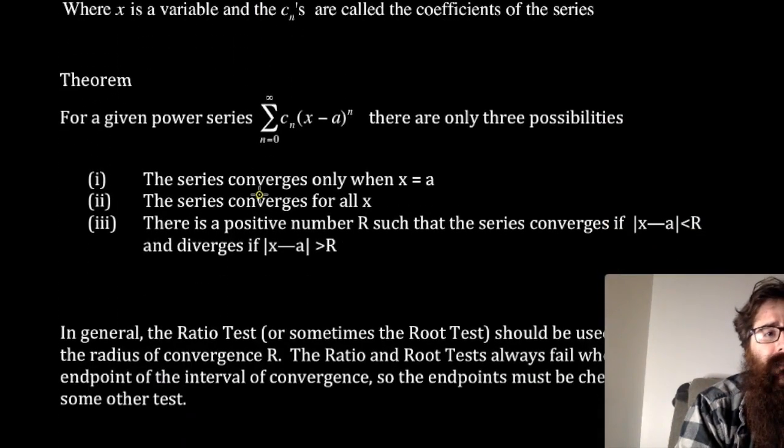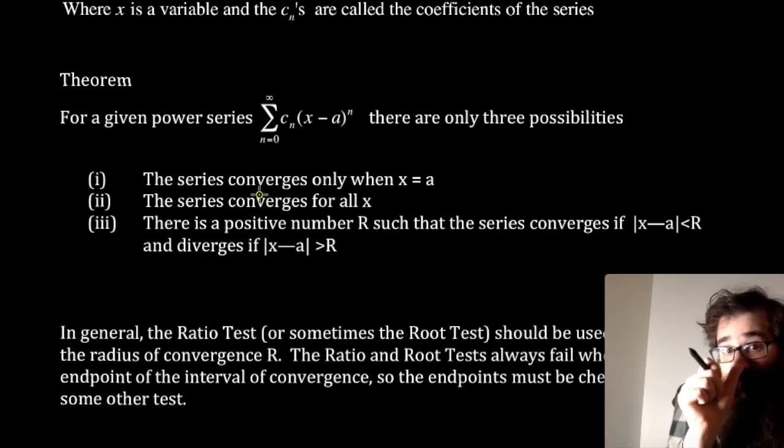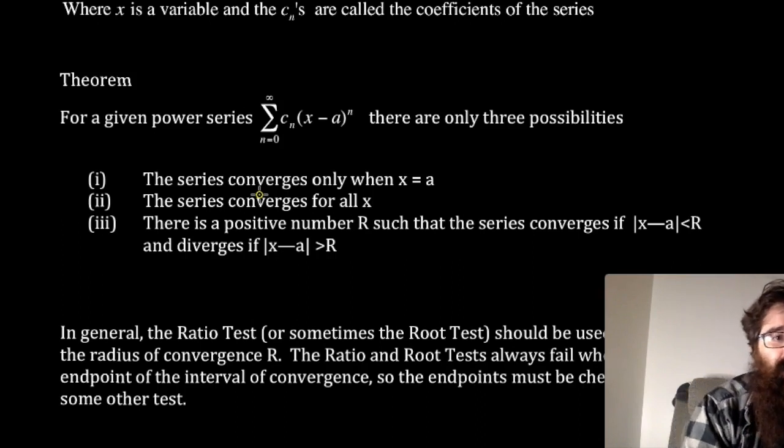And we have a really nice theorem here. If we're given a power series, the sum from n equals 0 to infinity of c sub n times x minus a to the power of n, there are three possibilities. We could have that the series converges only when x is equal to a, which is very underwhelming, not very exciting. We could have that the series converges for all x, or we could have that there is some positive number, capital R, where the series converges if the absolute value of x minus a is less than R, and diverges if the absolute value of x minus a is greater than R.